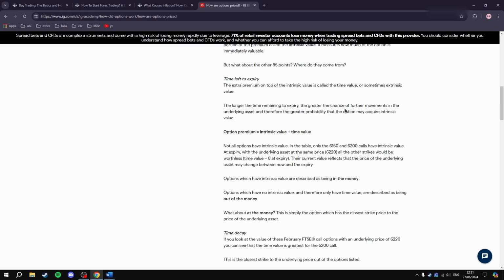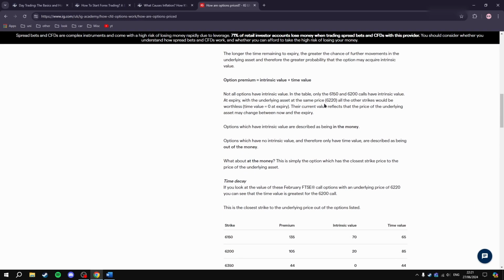Options which have intrinsic value are described as being in the money. Options which have no intrinsic value and therefore only have time value are described as being out of the money. What about at the money? This is simply the option which has the closest strike price to the price of the underlying asset.